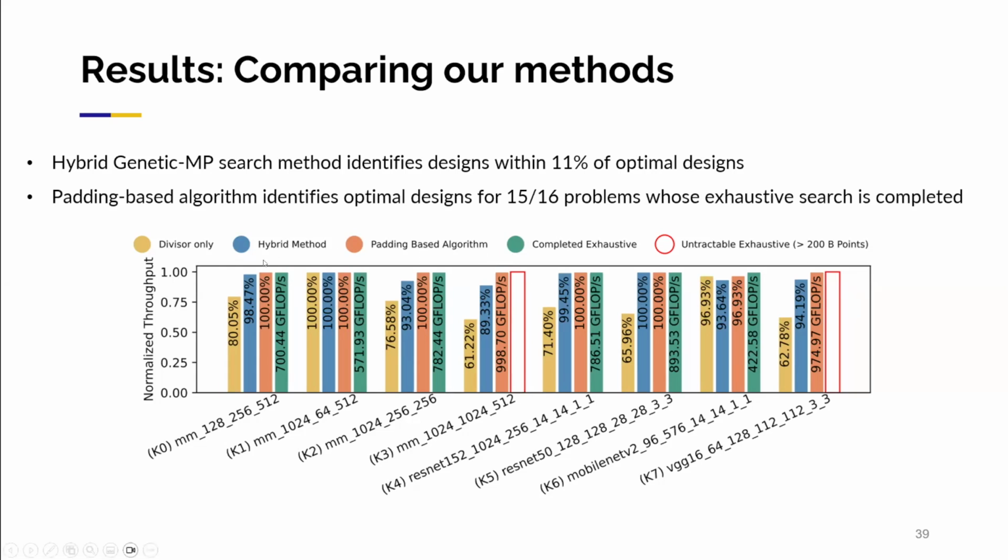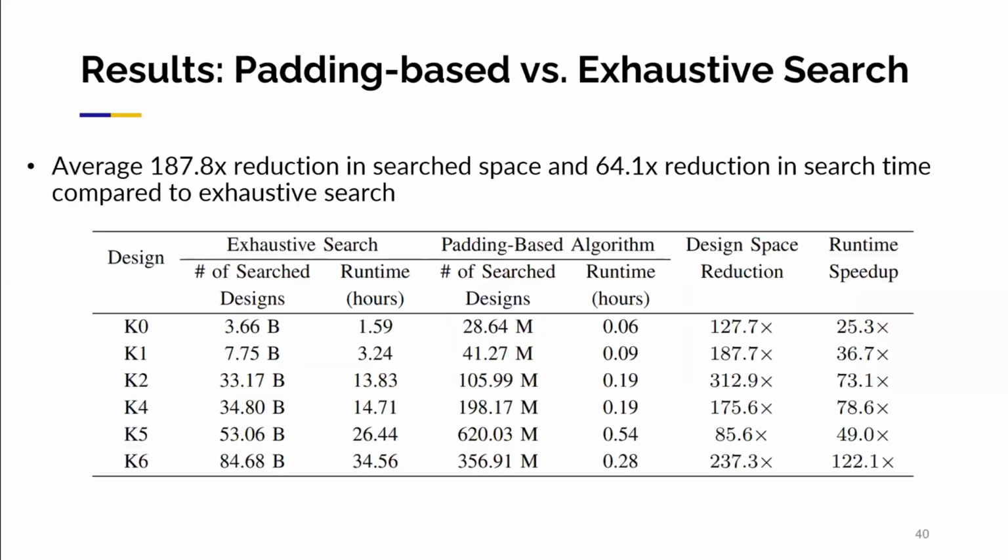And the hybrid method is still within 11% of the optimal designs, but you can see that only using the divisors of the tiling of the problem size can be as low as 60% of the optimal performance. And on average, we have 187x reduction in the search space using the padding-based search algorithm compared to the exhaustive search, and around 64x reduction in the search time.